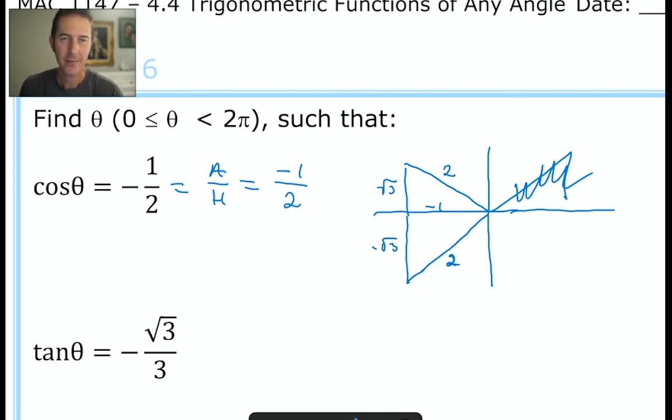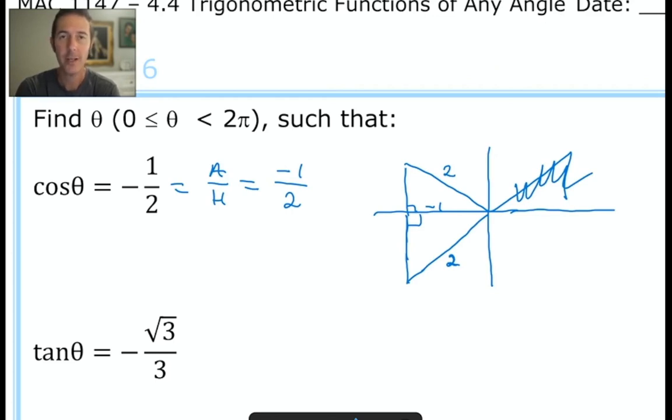What we need is such an intimate knowledge of the 30, 60, 90 and 45, 45, 90 triangle and the diagrams that we've been drawing so far that even without these rad 3's, the fact that we're sitting here looking at two right triangles, let's just look at one of them, the one in the second quadrant. That triangle in the second quadrant is a right triangle with a hypotenuse of 2 and a leg length of 1. I don't care that it's negative, it just means it's to the left.